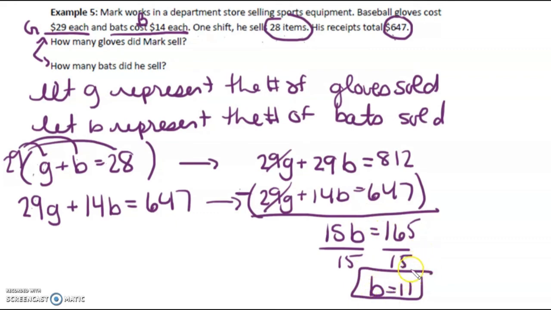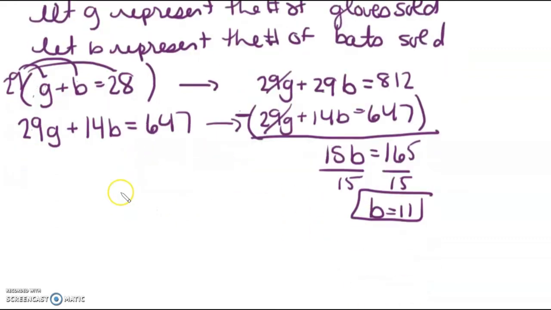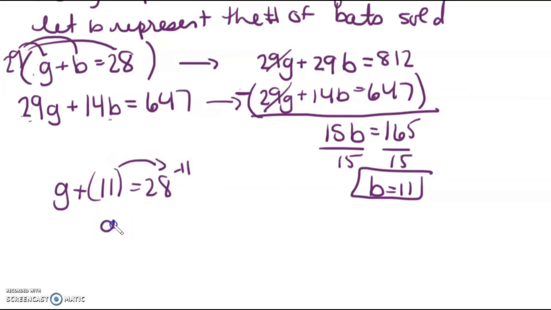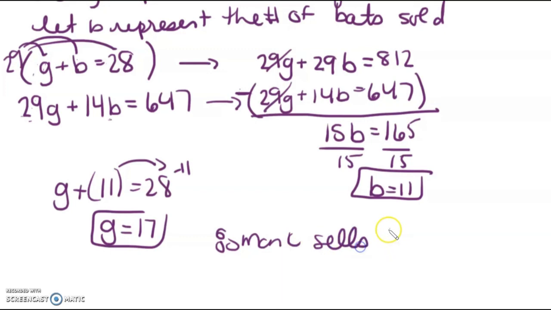Okay, so we take that B equals 11 and sub it back into either one of the first two equations. The first equation is a little bit easier because we're dealing with numbers like 1G and 1B rather than 29 and 14. So G plus 11 equals 28. Bring that 11 over and subtract it. So G equals 17. Therefore, Mark sells 11 bats and 17 gloves.